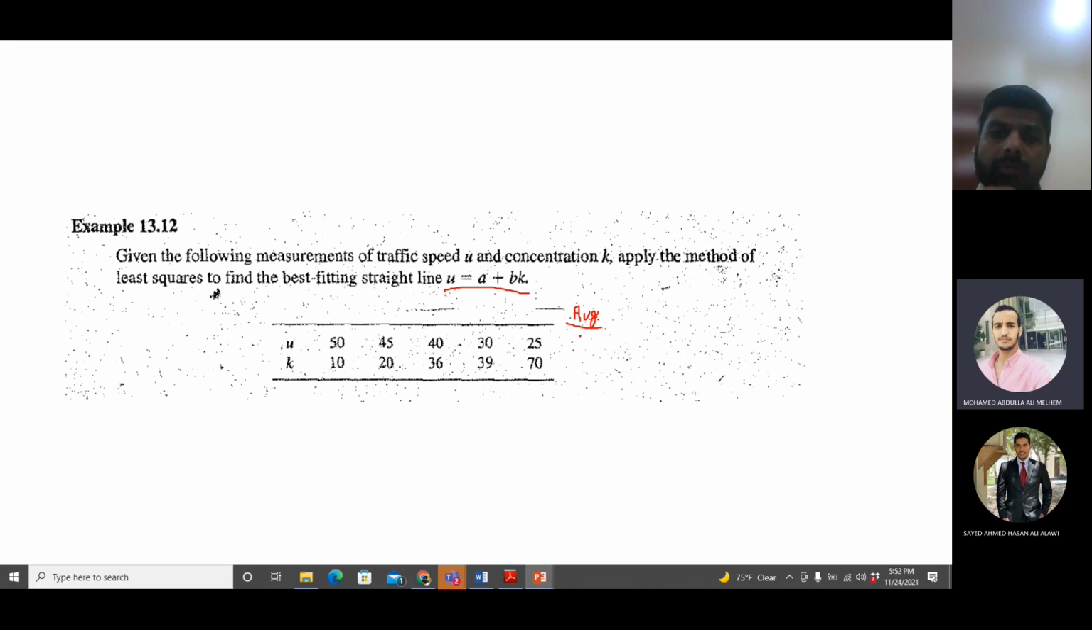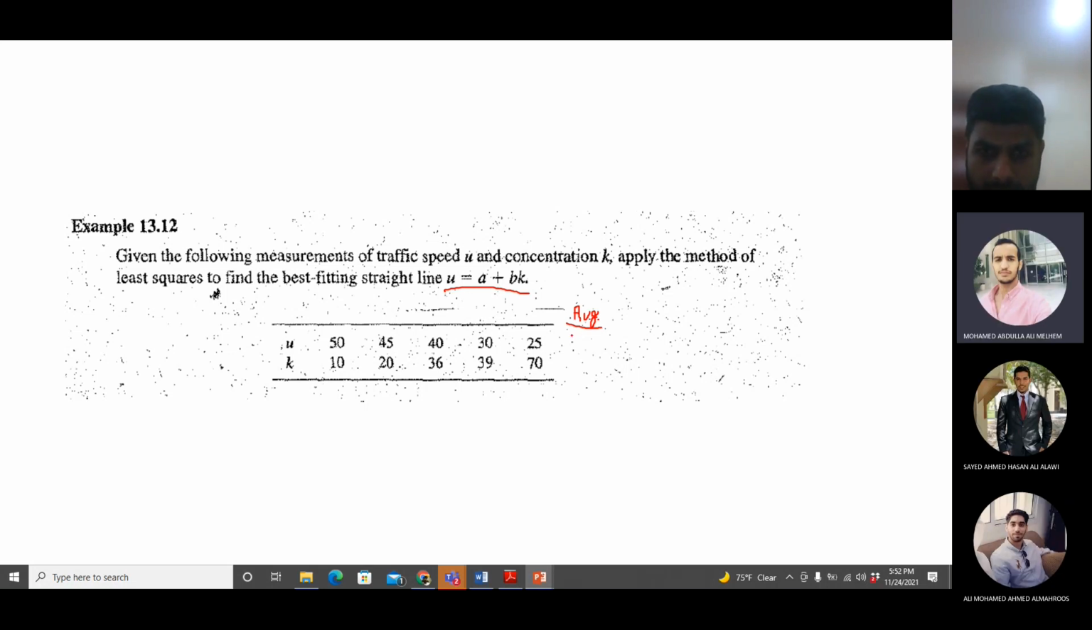Doctor, average of u is 38. Okay. And k? 35. Yep.